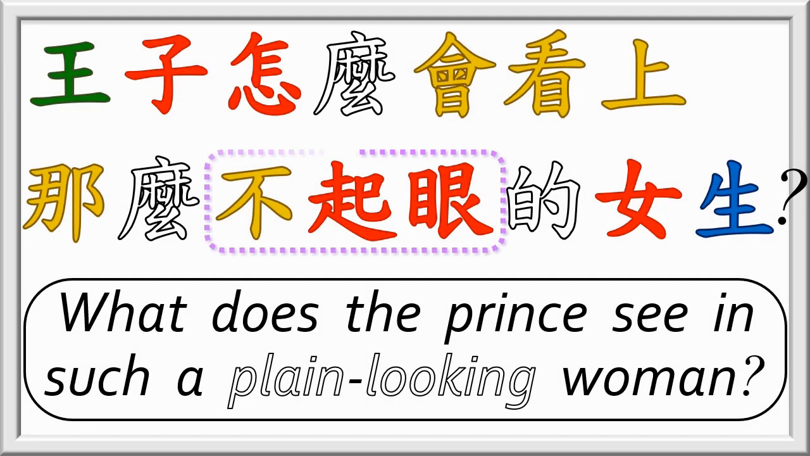王子怎么会看上那么不起眼的女生？ What does the prince see in such a plain-looking woman?